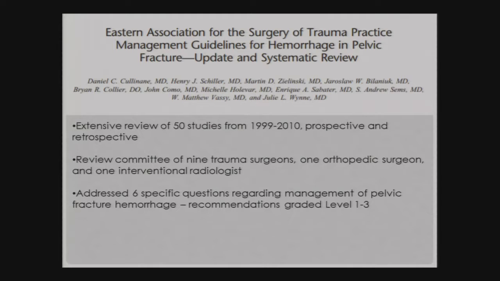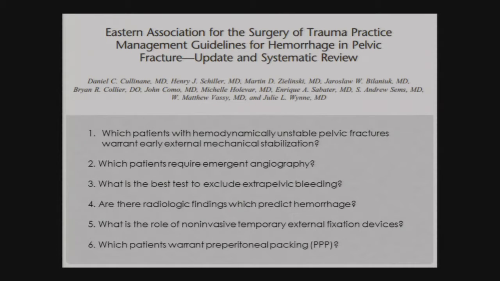And then the East, which I thought did a better job with pelvic, was a lengthy paper with a review of over 50 studies, with a review committee of trauma surgeons, an orthopedic surgeon, and an interventional radiologist that addressed 6 specific questions, which are listed here. Which patients with hemodynamically unstable pelvic fractures warrant early mechanical stabilization? Which patients require emergent angiography? What is the best test to exclude extrapelvic bleeding? Are there radiologic findings which predict hemorrhage? What is the role of non-invasive temporary X-fix devices? And what patients warrant preperitoneal packing?